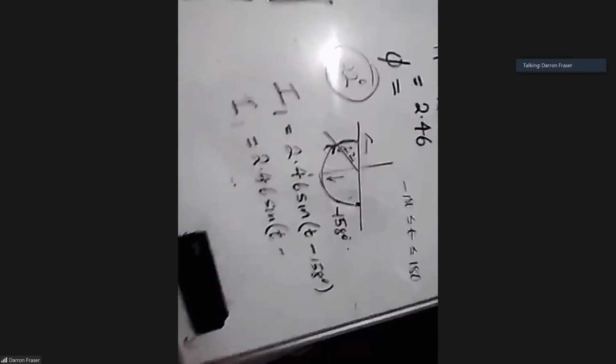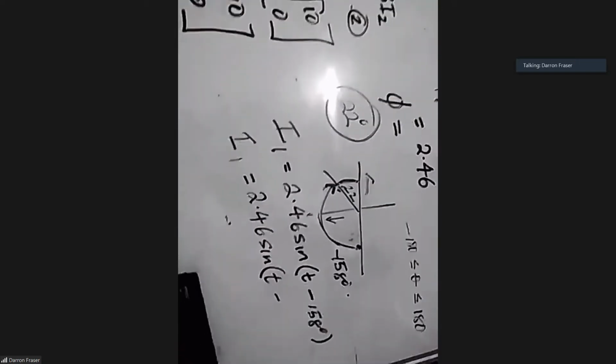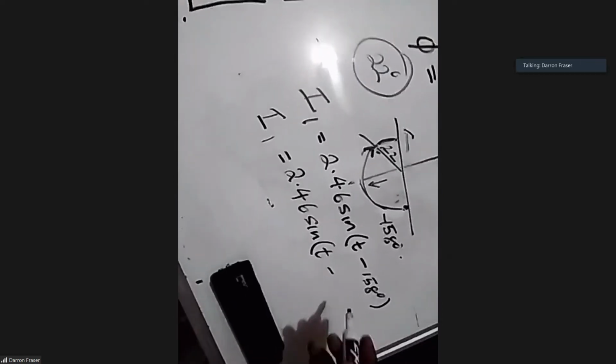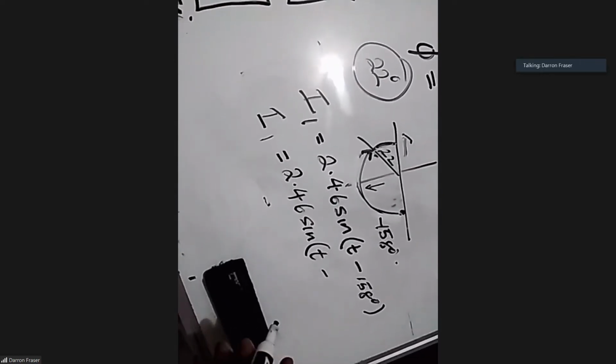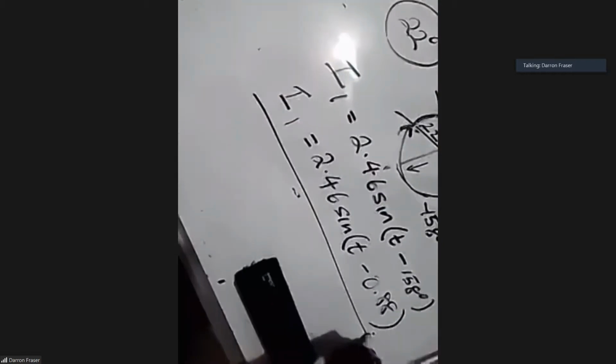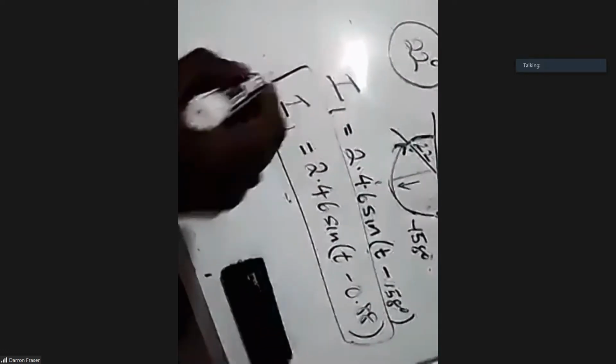All right, so to convert that, we're going to divide 158 by 180. I will get the answer in radians. And when I did that, I get 0.88. So this is the answer for I1.